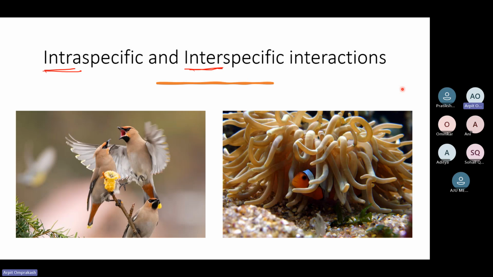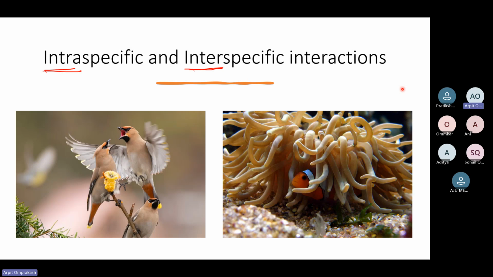So that's intraspecific interaction. Whereas interspecific interaction is interaction between two or more different species. So, for example, these clownfish live with these sea animals. They have a mutualistic relationship where basically they are taking advantage of that sea animal as it protects them.